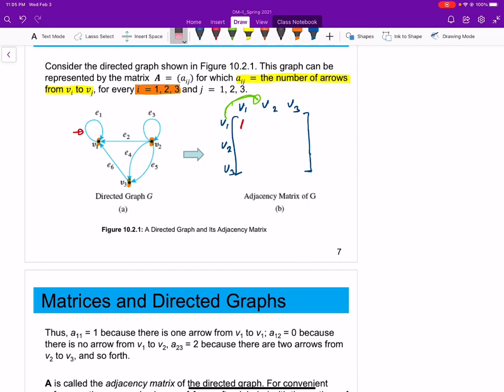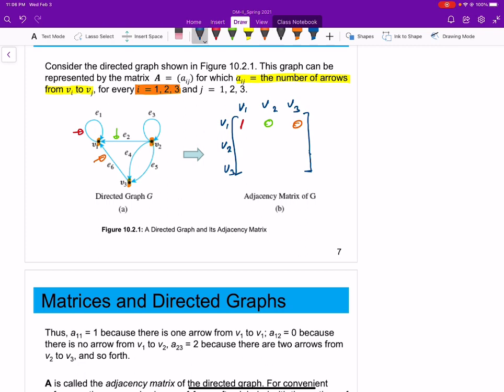So there's no edge from V1 to V2. Actually, the edge is from V2 to V1. So this is the arrow, and I will mark 0 here. Then V1 to V3. V1 to V3, there's no edge like that. Only the edge goes the other way. So this is also 0. All right, so that's the first row.